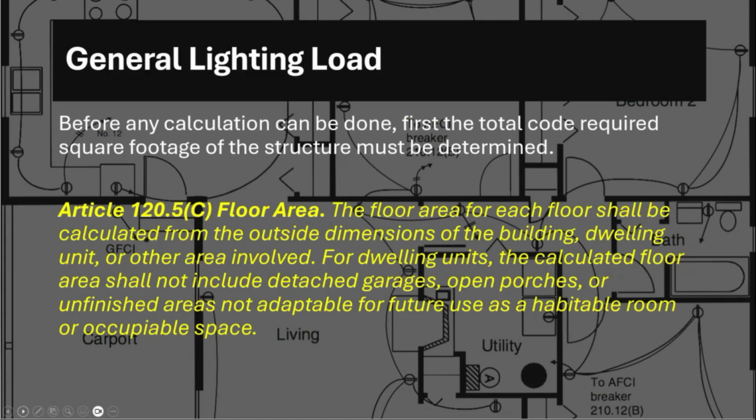Now, before any calculation can be done, first the total code required square footage of the structure must be determined. How big is the house? And if we go to Article 120.5(C), the floor area, it says the floor area for each floor shall be calculated from the outside dimensions of the building, dwelling unit, or other area involved. For dwelling units, the calculated floor area shall not include detached garages, open porches, or unfinished areas not adaptable for future use as a habitable room or occupiable space.